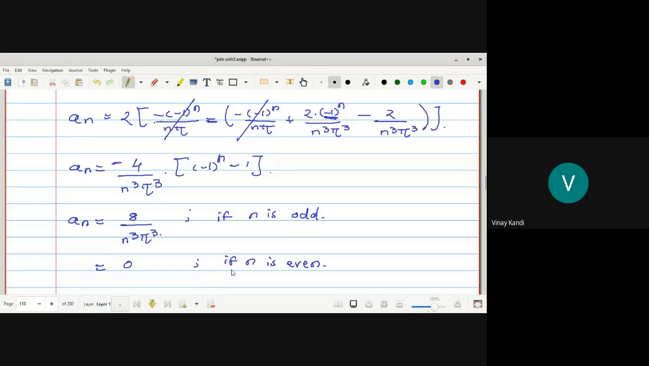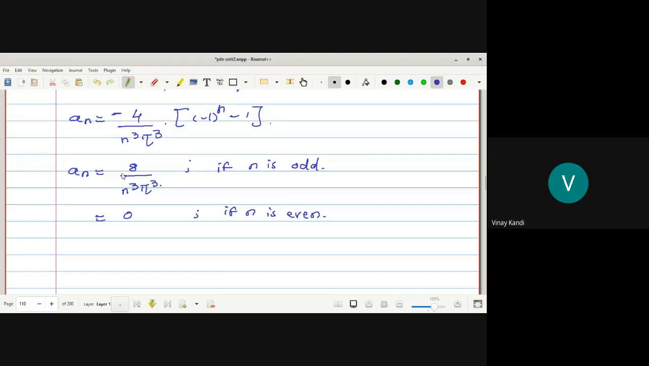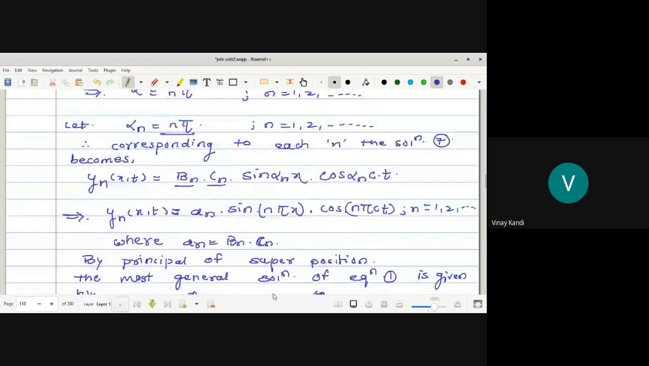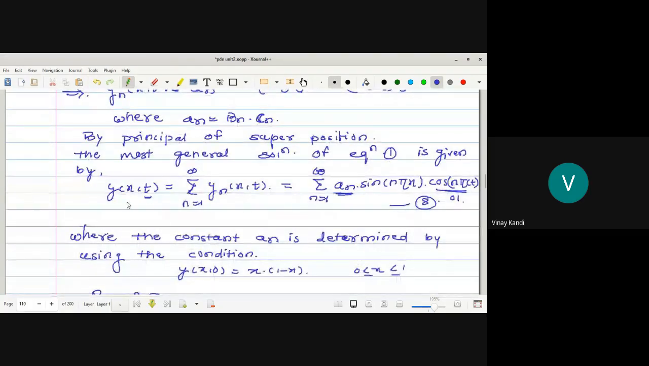Any doubt? No, sir. Okay, so putting the value of a_n in equation 8, putting the value of a_n in equation number 8, we get, what is equation number 8? y of x is equal to this one.